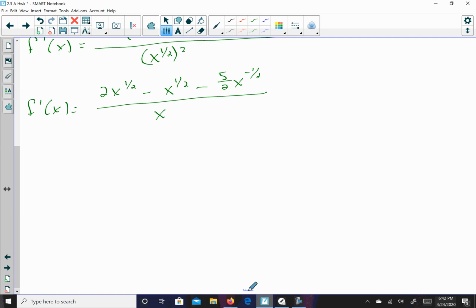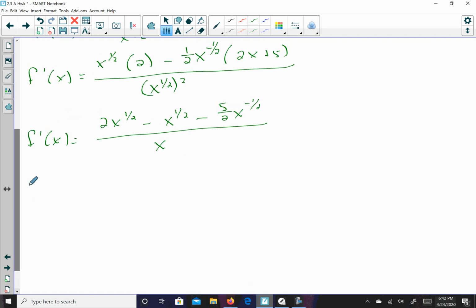Then if I have this, these two are like terms. So when I combine my like terms, I'm going to end up with a 1x to the 1/2 minus, and then I'm going to write this as 5 over 2x to the 1/2. And this is all over x.